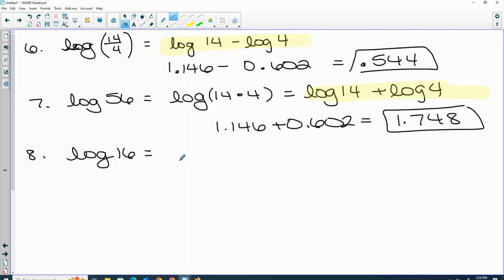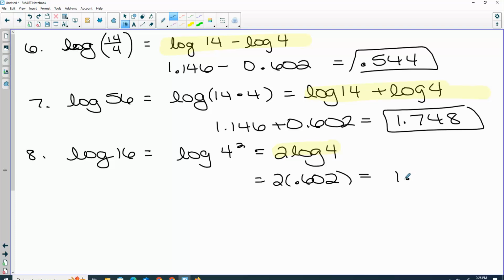Number 8, I have to rewrite 16. 2 different options. What could we do? Okay. The other option is to write it as, right, 4 times 4 where you would add logs. If you do this, properties of logs, that comes down. So you could either have 2 times the log of 4 or log 4 plus log 4, depending on which one you did. So 2 times the 0.602 gives me 1.20. Is that one okay?